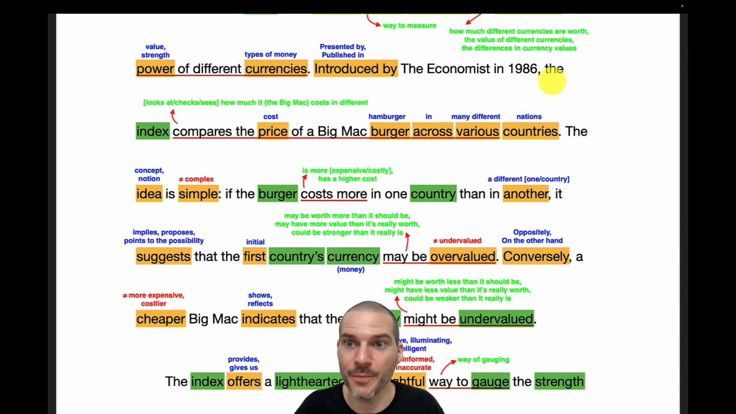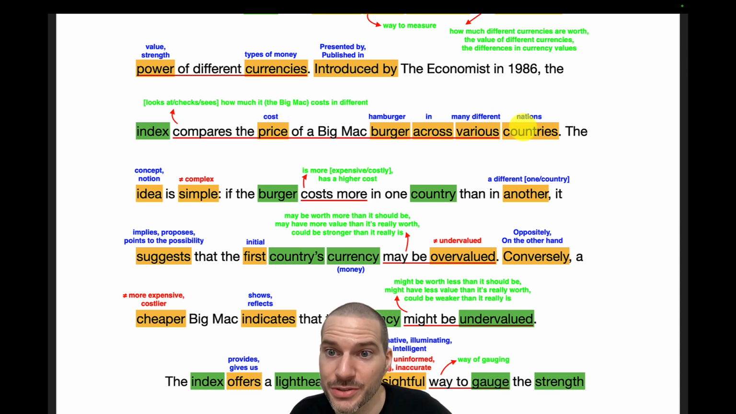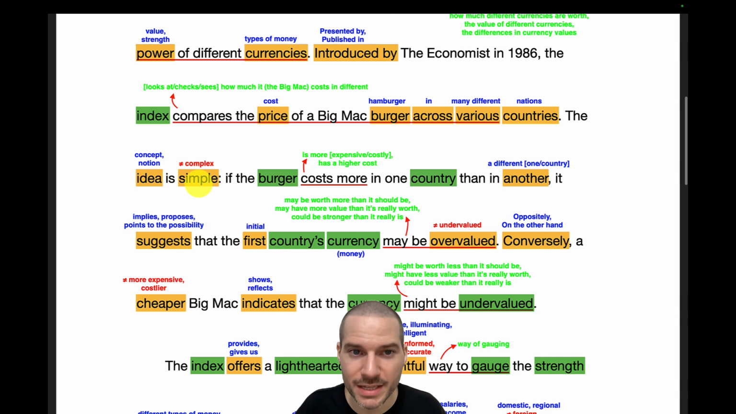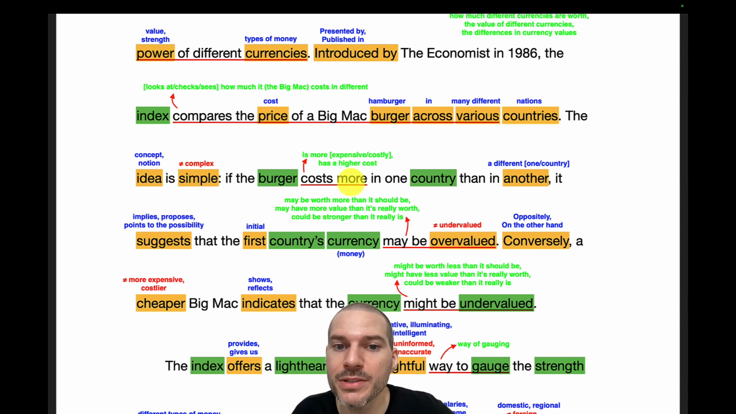So let's read that through. The index looks at how much it cost in different countries. Or you can use checks or sees, right? So this is just to tell you it is the Big Mac, all right? Countries, you can say nations. Let's keep going. The idea, concept, or notion is simple. Simple means it's easy to understand. The antonym is complex. If the burger cost more, so cost more, I reworded this. If the burger is more expensive, or if the burger is more costly.